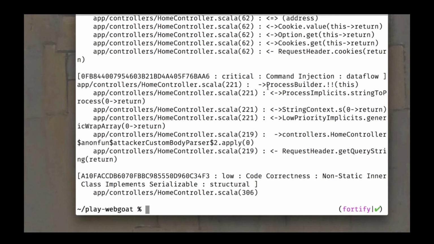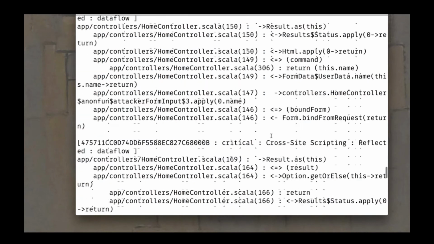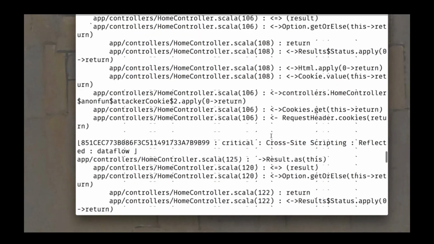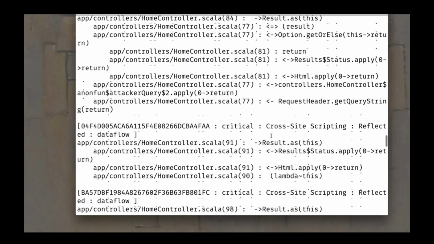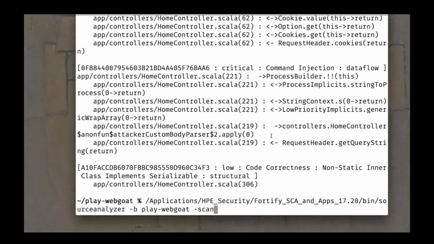Okay, so here's the list. This is not the most convenient method for browsing it, but having this available as plain text can be useful, like in a CI context, for example. But let's actually view the results an easier way. So I'm going to add .fpr, scan.fpr. So this says FPR, I forget what it stands for, but it's like a Fortify results file.